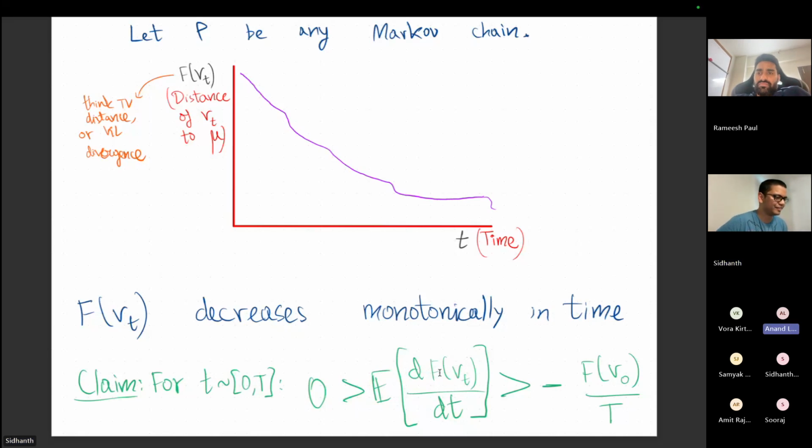So I guess that was interesting, but it seemed like a very contrived and manufactured chain. So I would still hope that for the natural kinds of things that we're considering, like Glauber dynamics and so on, it should be monotone. Yeah, I don't know how to show it though.